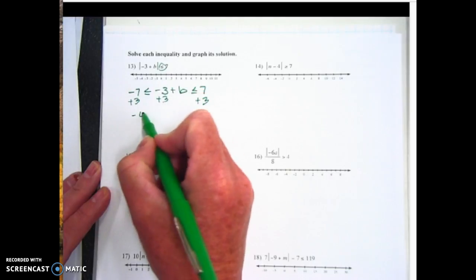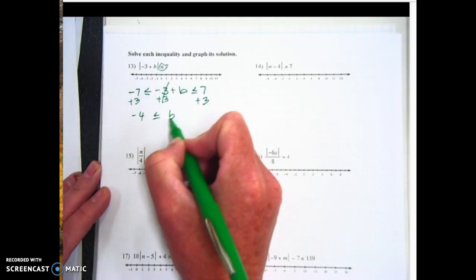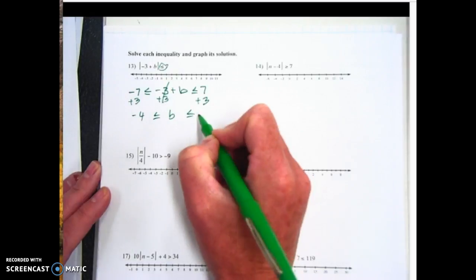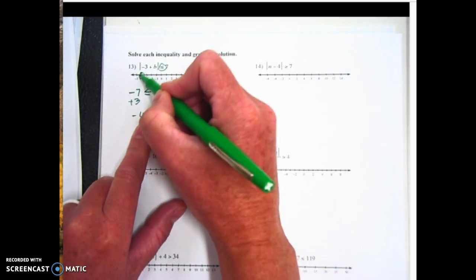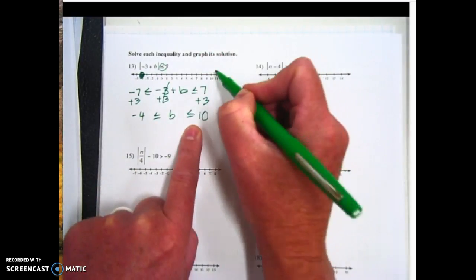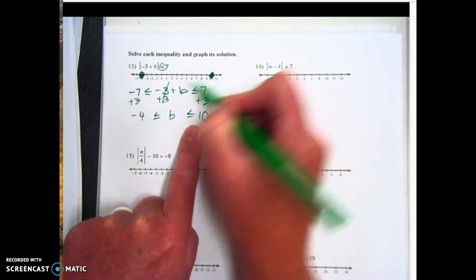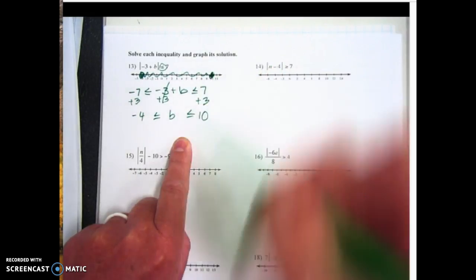-7 plus 3 is -4. These cancel, leaving us with b. 7 plus 3 is 10. So at -4, we have a closed circle, fill it in. At +10, we have a closed circle, fill it in, and then shade in between.